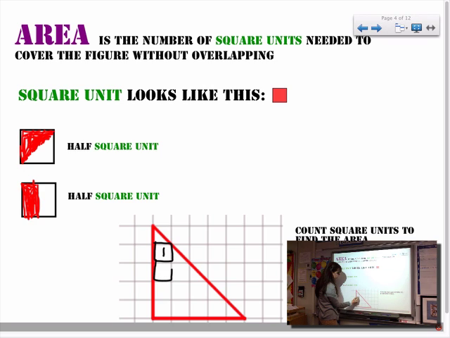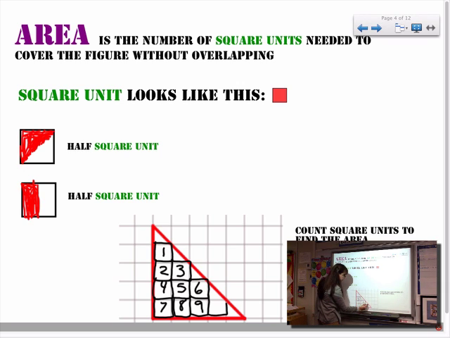Here's a second full square unit. We have a third full square unit here. We have a fourth square unit, a fifth square unit, a sixth full square unit, a seventh square unit, an eighth square unit, a ninth square unit, and here's a 10th square unit.